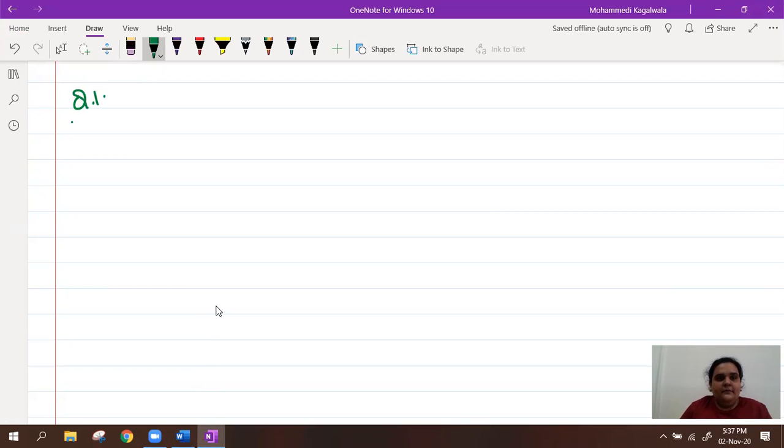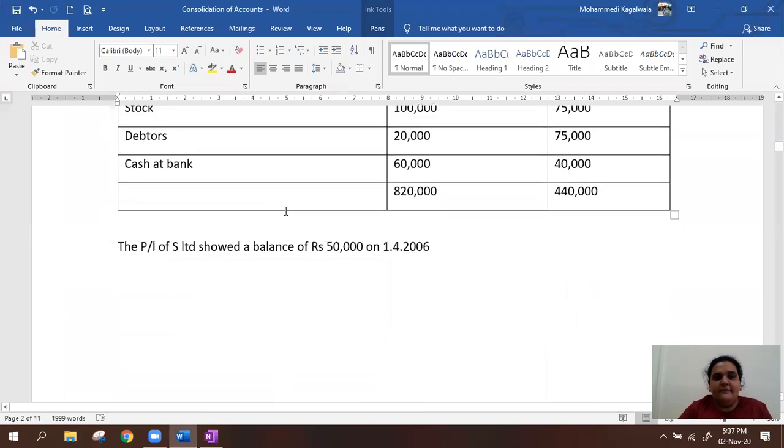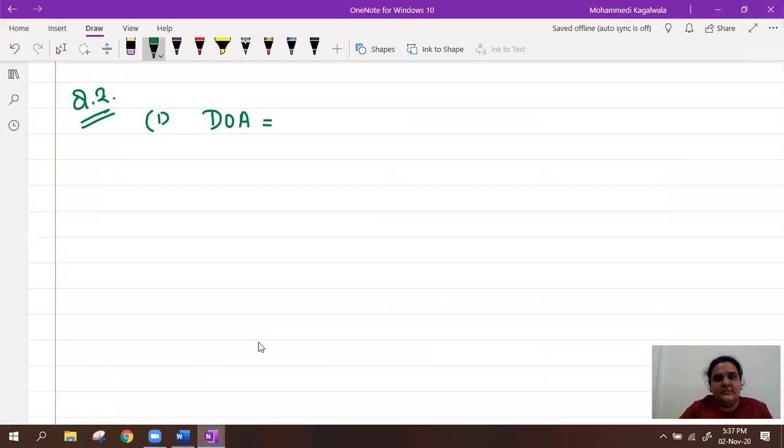Okay, question number 1. No, I'm sorry, this is question number 2. First, date of acquisition. The date of acquisition is not given anywhere in the sum, so I will assume it to be the first date of the year. So the date of acquisition will be 1st April 2006.